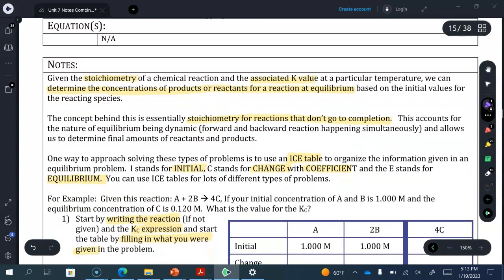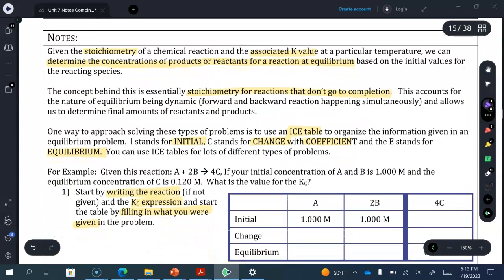So given the stoichiometry of a reaction and the associated K value at a particular temperature, we can determine the concentrations of products or reactants for a reaction at equilibrium based off of the initial values of the reacting species. The concept behind this is essentially stoichiometry for reactions that don't go to completion. This accounts for the nature of equilibrium being dynamic, forward and backward reaction happening simultaneously, and allows us to determine the final amounts of products and reactants.